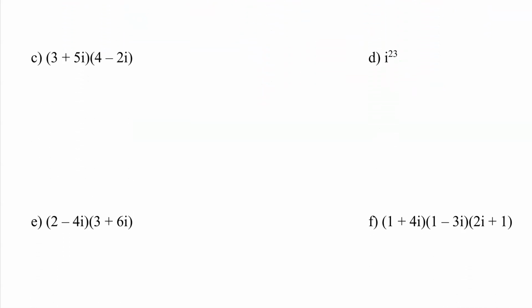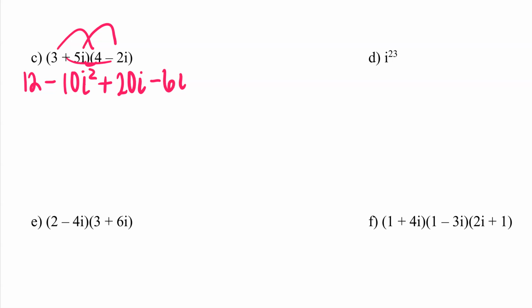Okay, so when we get down to part C and D, part C, you're multiplying. You can see I have two binomials sitting next to each other. You're still going to FOIL how you normally would. So 3 times 4, I have 12. I have 5i times -2i, so I have a minus 10, because 5 times 2 is 10, and then I have i times i, so I'm going to just write that i squared next to it. I'll do something with it in a minute. Then I have 5i times 4, which is 20i. And then I have 3 times -2i, which is -6i.